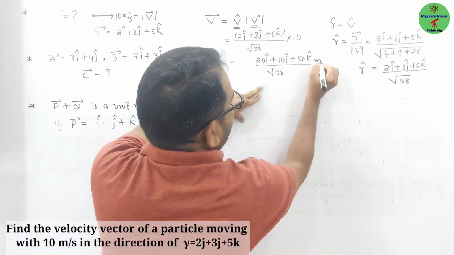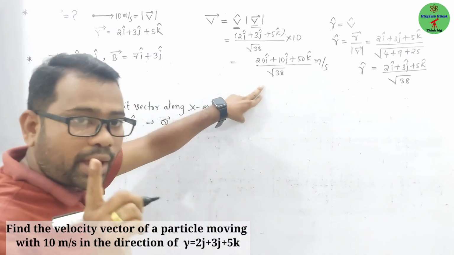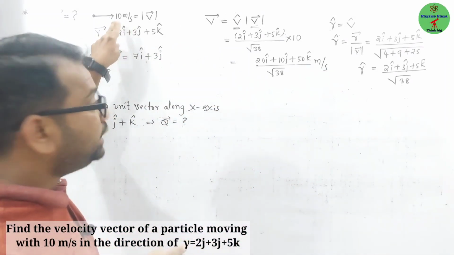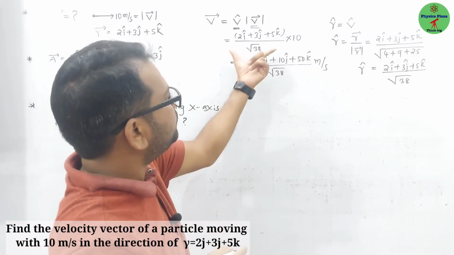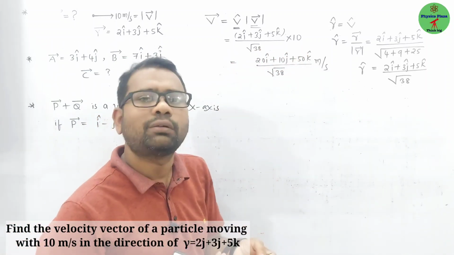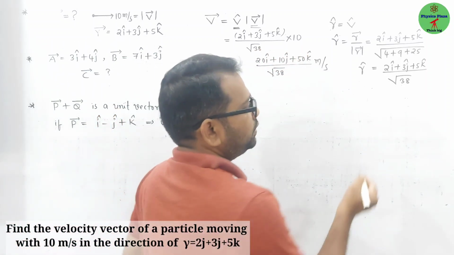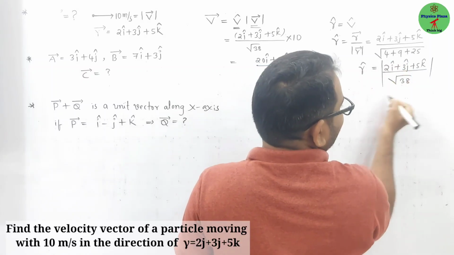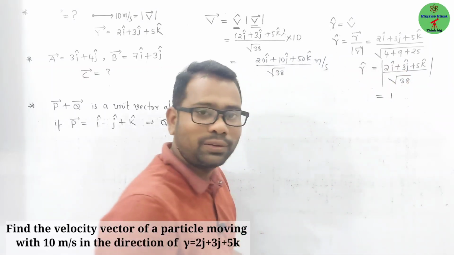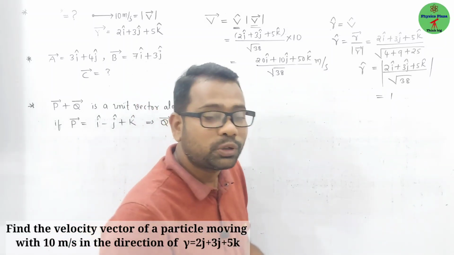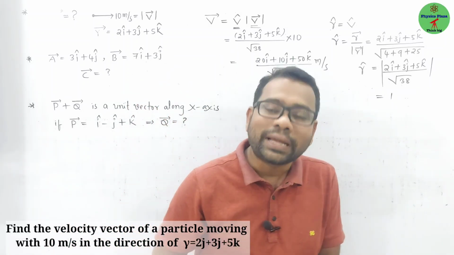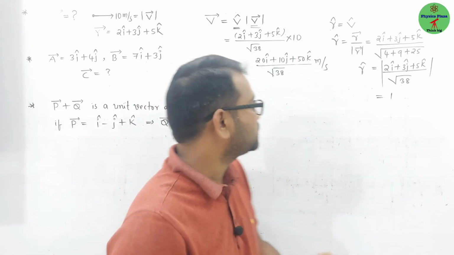So it is a velocity vector in meter per second with a magnitude of 10 meter per second and in the direction of displacement. Here you may get one doubt. Sir, we are multiplying with this 10. Will there be any change? No change, my dear. Why? If you calculate its magnitude, you will get 1 only. So 1 into 10 will be 10 only. So there is no change in the magnitude actually. Only direction. Come on, children.